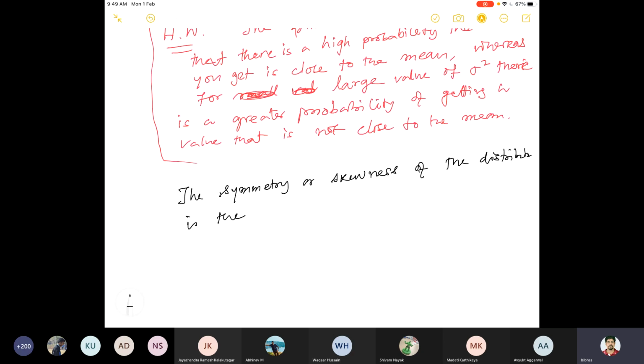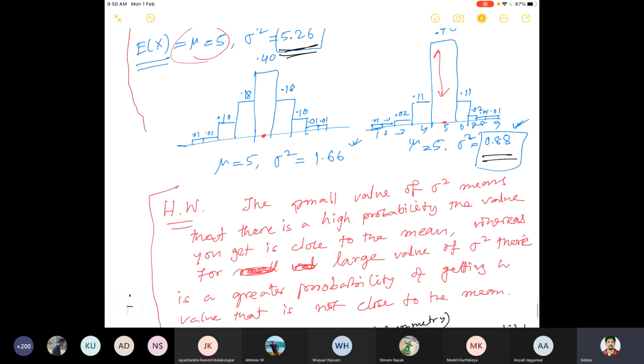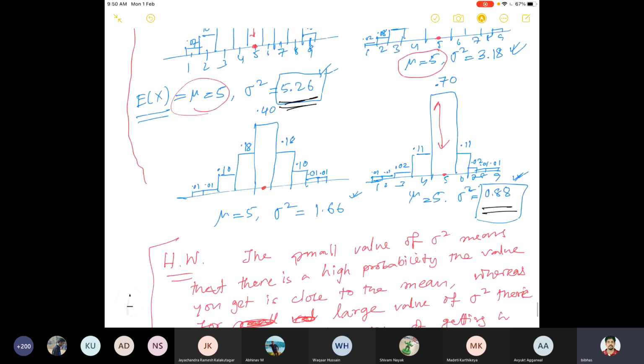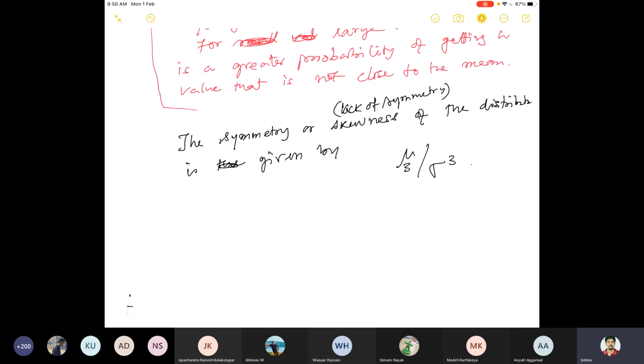It is called the lack of symmetry, or symmetry, of a distribution, and yes, it is possible to find it from the moments about the mean. So skewness means lack of symmetry as well. It is given by a new measure, which is mu 3 by sigma cubed. Now you can find the value of mu 3 by sigma cubed for all these data points, and you can conclude whether this is skewed or not, whether this is symmetric or there is a lack of symmetry.